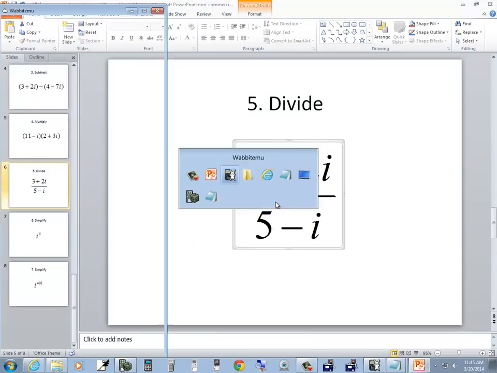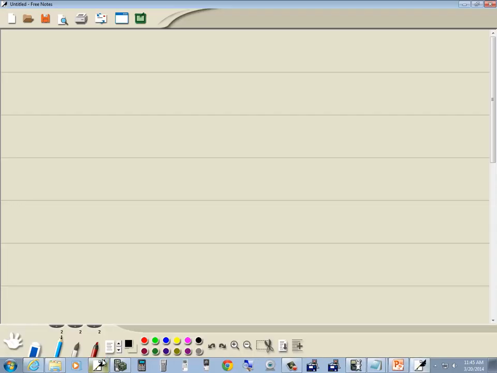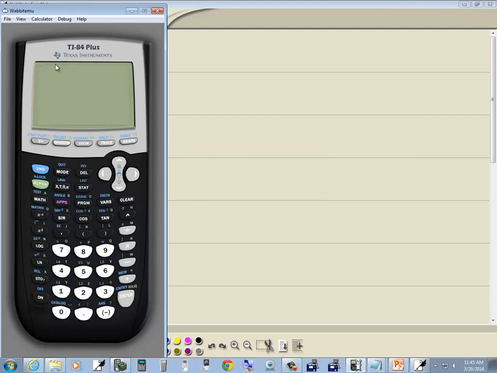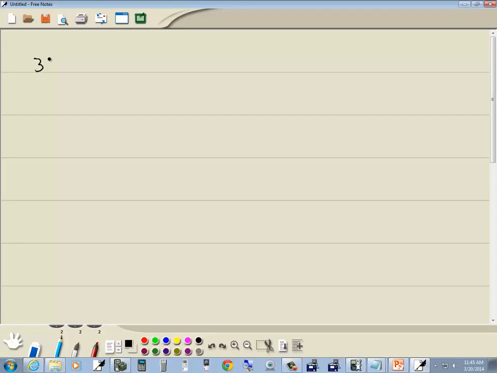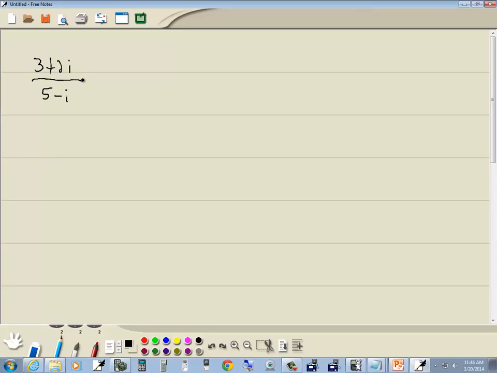Division. Now for division, let me bring up my tablet so I can write this down. There it is, I was looking for my pen. Okay, we've got 3 plus 2i over 5 minus i. We mentioned this back in the graphing video, but anytime in your calculator where you've got more than a single number, single variable, or a single i on top or bottom of your fraction, the trick is to put parentheses around that part. So I put parentheses around the top part and parentheses around the bottom part. If I had a single i up here, I wouldn't need the parentheses around it. It wouldn't hurt anything. Well, let's plug this in and see what we get.